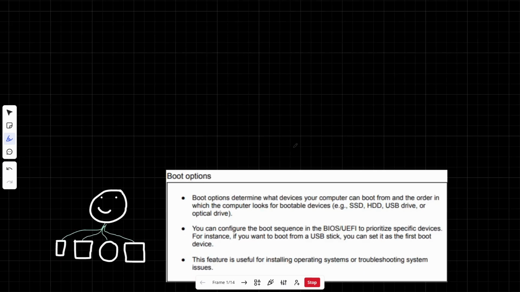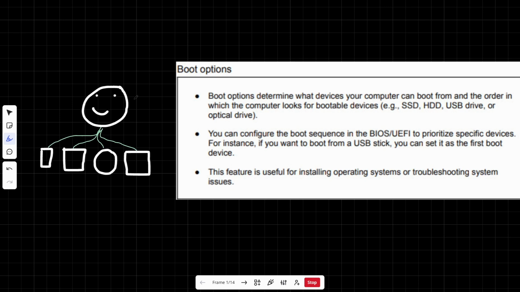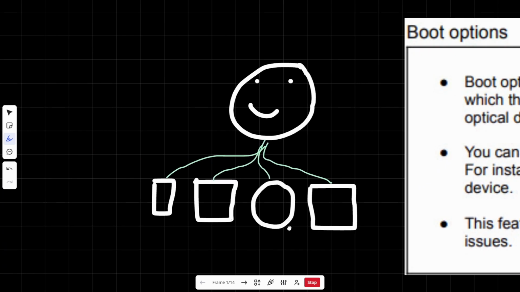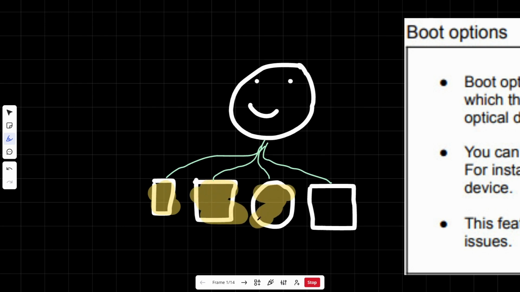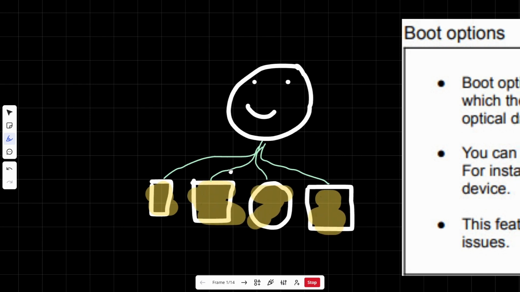Okay, so the first thing we can change is the boot options. In the BIOS or the UEFI, you can change what you boot from and in what order you try to boot from. So if you have a USB, maybe an SSD, and maybe another hard drive connected in the BIOS, you can say, hey, first I want to try to boot from the USB, and then if there's nothing there, I want to try to boot from the hard drive, and then if there's nothing there, you can say the order that you want to try to boot things from.